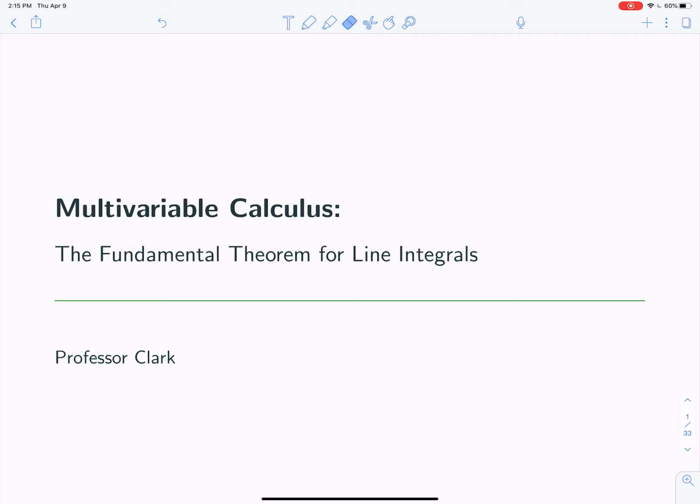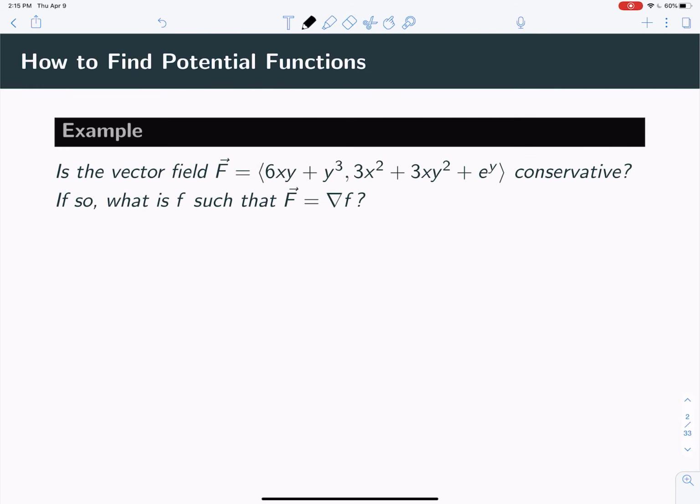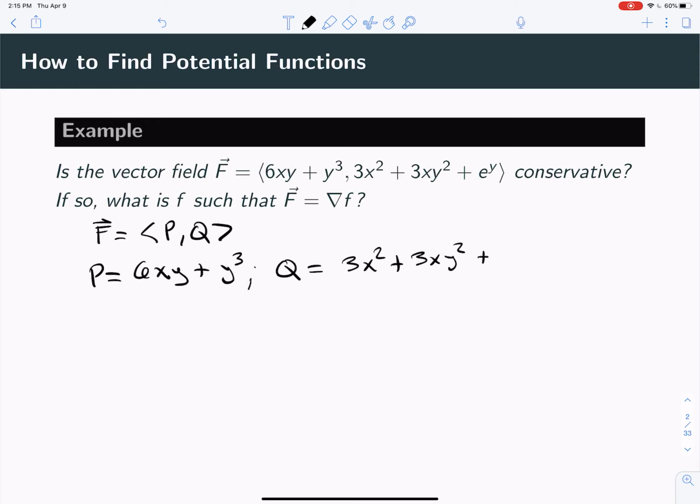All right, so we're back into video 2 now on the fundamental theorem of line integrals. In this video, we're focusing on how to find potential functions. They give us this vector field F, which is just two-dimensional, so it's P, Q. P is 6xy plus y cubed, and Q is 3x squared plus 3xy squared plus e to the y.